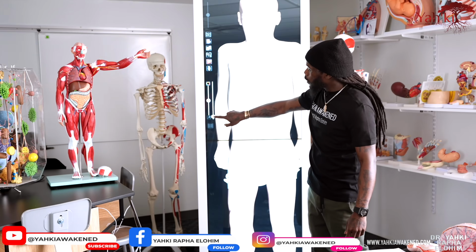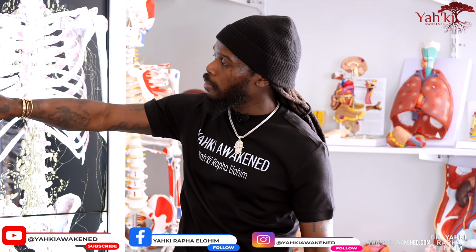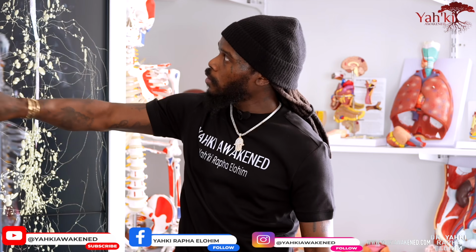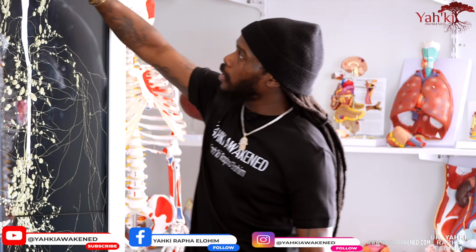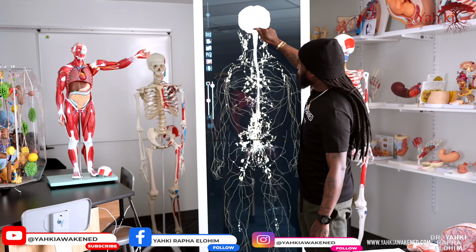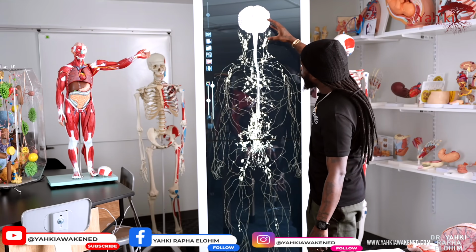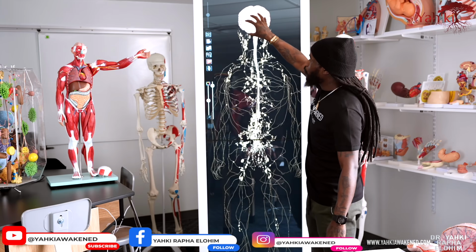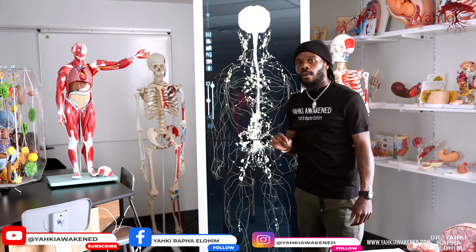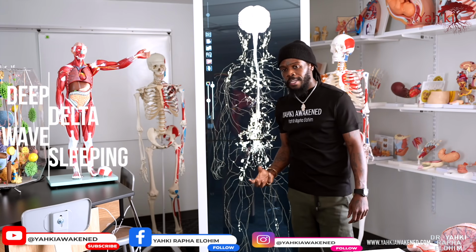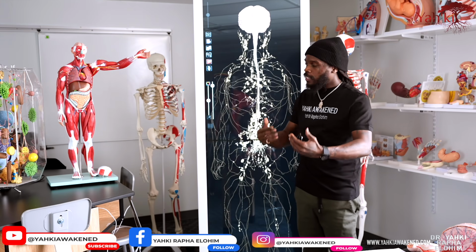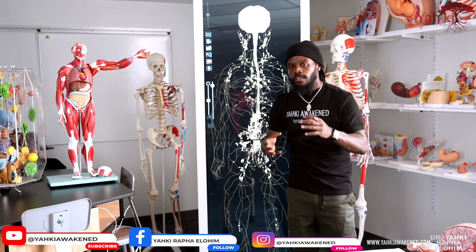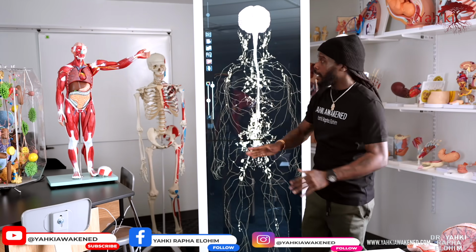In order to understand that, you got to see what the lymphatic system looks like. So this is the lymphatic system. We notice that the brain is right here. Remember we talked about how cerebrospinal fluid cleanses out the brain every night between 2 a.m. and 4 a.m. when you're in deep delta wave sleep. You have to be in deep delta wave sleep, otherwise you will not go into a stage of autophagy. And if you cannot go into a stage of autophagy, the body will not detox.